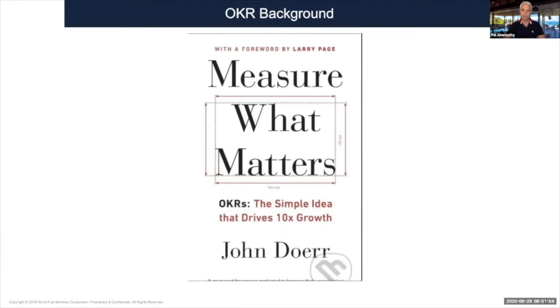OKRs started a long time ago, actually. They're not new. It was introduced by Andy Grove in Intel in the 80s. And John Doerr, a famous venture capitalist, made it famous by writing this book, Measure What Matters. He helped Andy Grove implement OKRs within Intel, and then he took it to Google, and he took it to Amazon, and he took it to Facebook, and almost all the great companies today use OKRs in some form or the other. And this book, if you haven't read it, it's a great book.